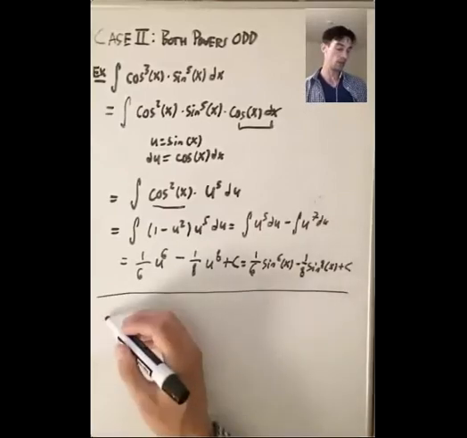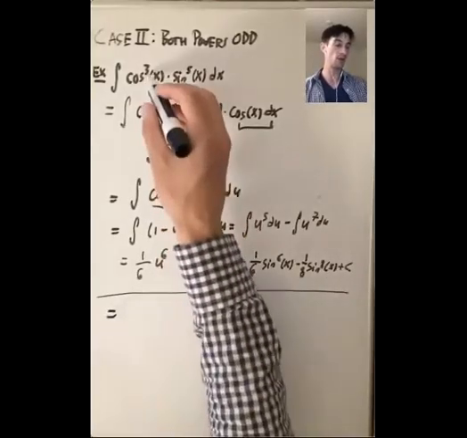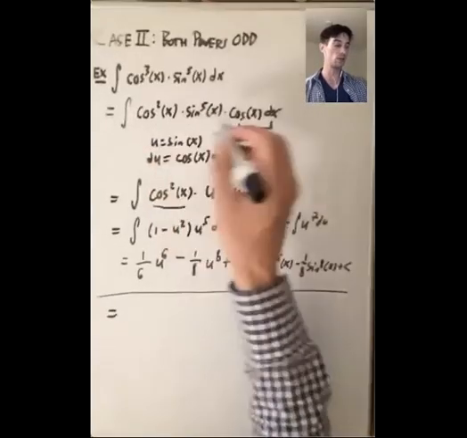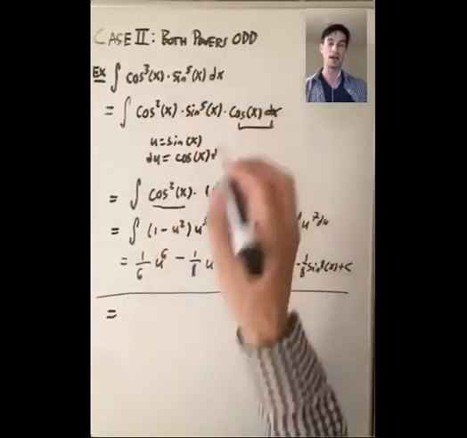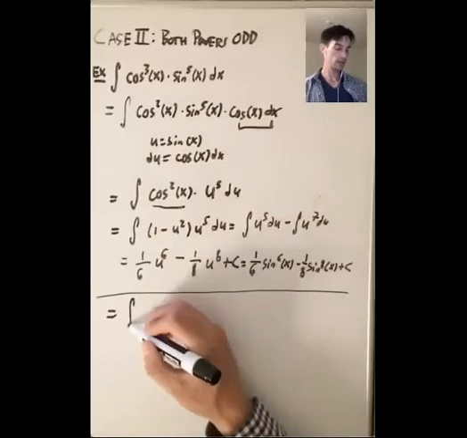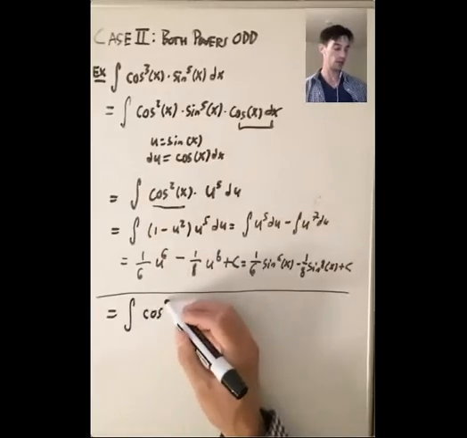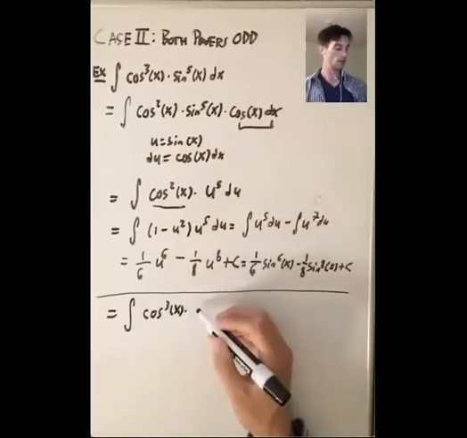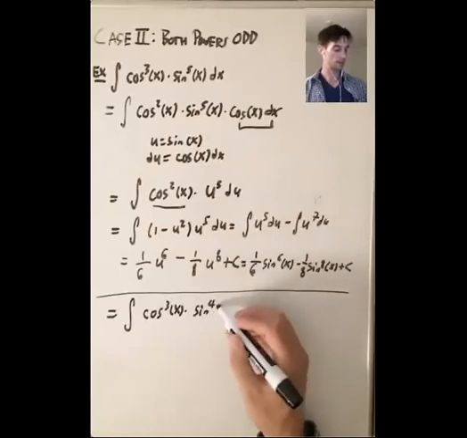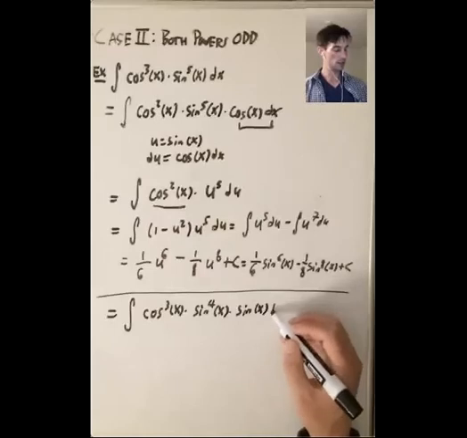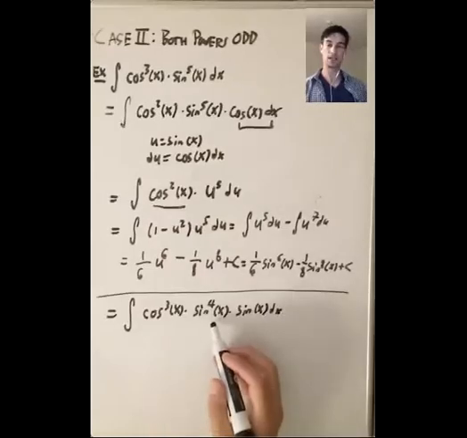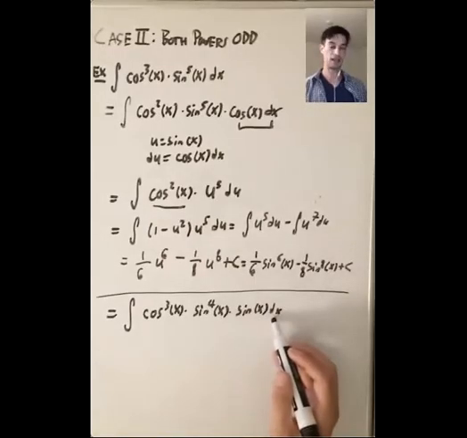So what if we had chosen the other one? Here, we borrowed a cosine from cosine cubed to put with the dx. But let's just do this integral another way, where instead of borrowing from cosine cubed, we borrow from sine to the fifth. So this integral is the integral of cosine cubed x times sine to the fourth x times sine x dx.